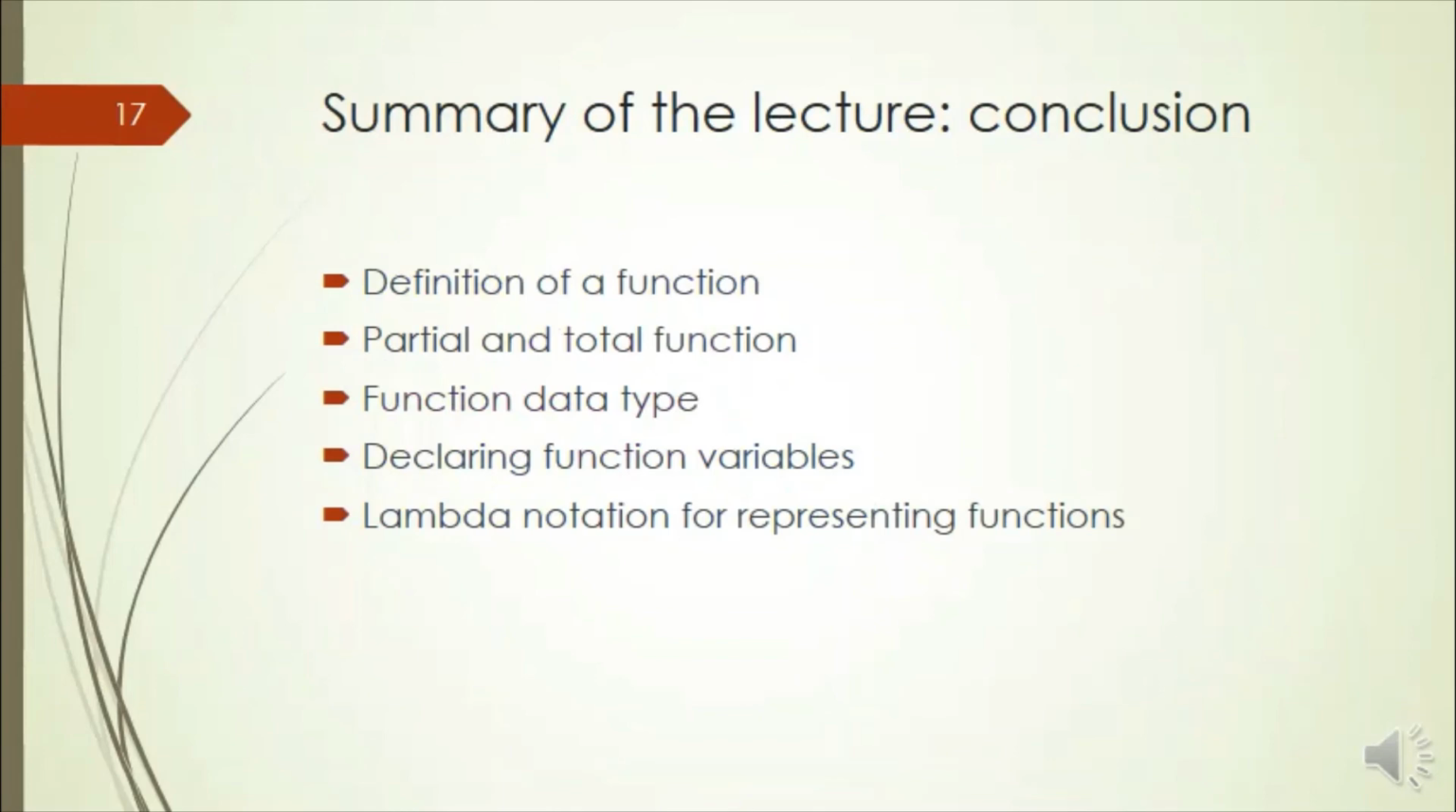In this lecture, we discussed functions as a special kind of binary relations. Then we discussed partial functions, where not every input value generates output. And then we discussed total functions, where each and every value of the input set generates output. Thereafter, we discussed the function data type, which is the set of all possible functions. Then we learned declaring function variables on the function data type. And at the end of this lecture, we discussed lambda notation to represent functions.